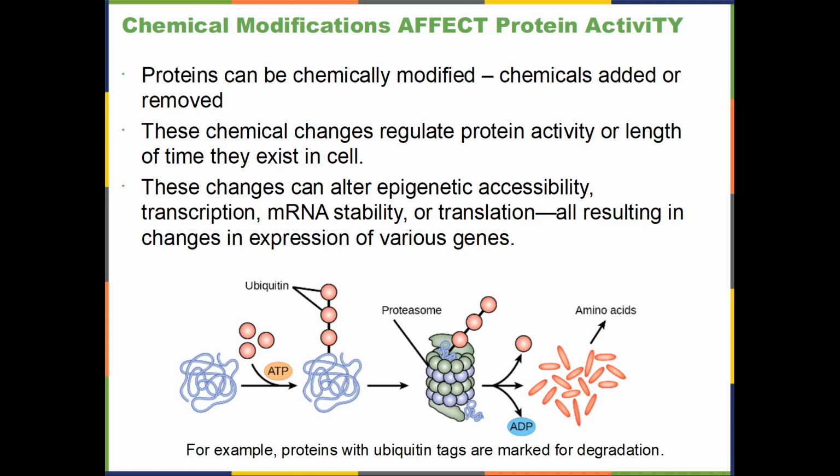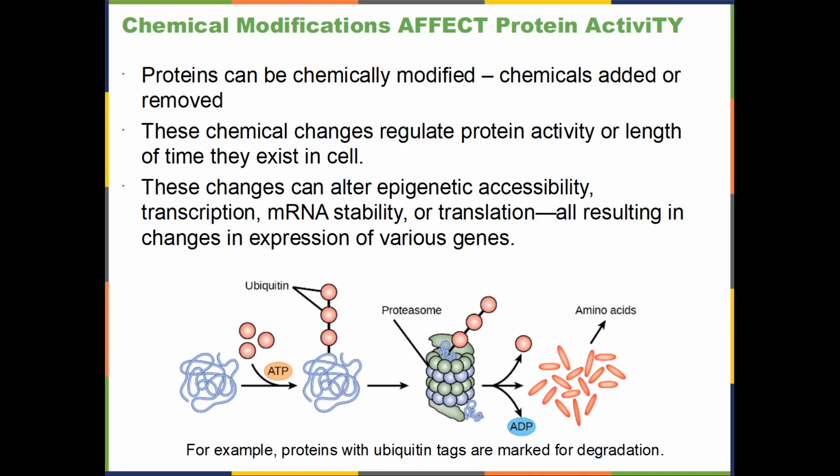All right, so chemical modifications affect protein activity. All right, so we've created the protein. So we're looking at a whole other level of regulation where we actually have a finished protein, but we can now regulate whether that protein will work. So proteins can be chemically modified, so a chemical added or removed, and that chemical modification can make the protein more active or less active, right?